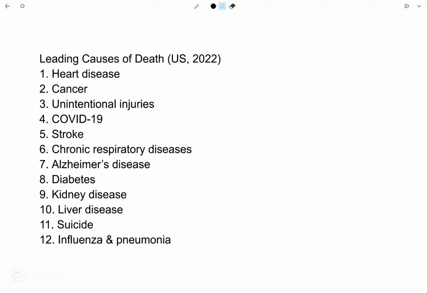Now we will discuss the leading causes of death in the US in the year 2022. Heart disease is the number one leading cause of death in the United States. Cancer is the second. Unintentional injuries or harm is the third. COVID-19 is number 4. Stroke is the fifth leading cause of death.